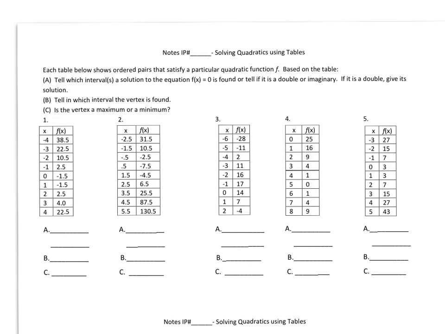So for part A, it says, tell which interval a solution to the equation f of x equals 0 is found, or tell if it is a double or imaginary solution. If it is a double, give its solution. Okay, so we want to find where the solutions are, and it tells us right here that that's when f of x is equal to 0. So we're going to look at this first table.